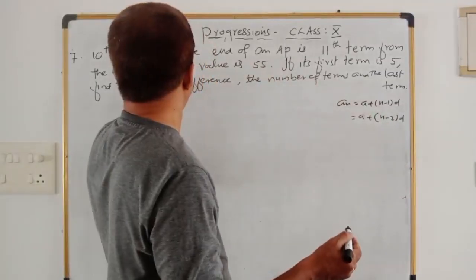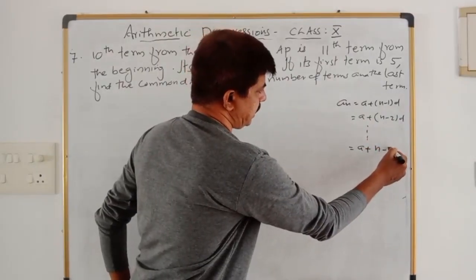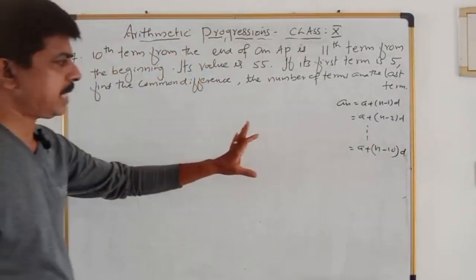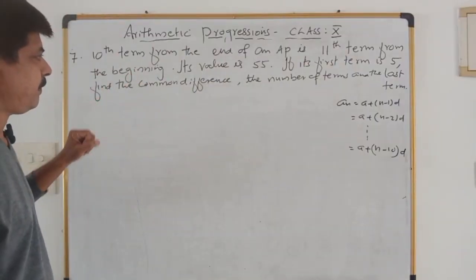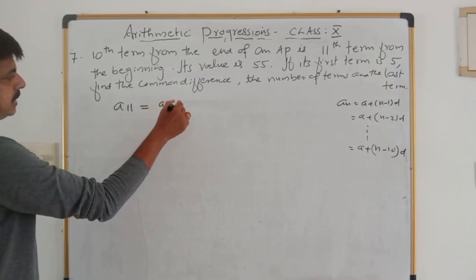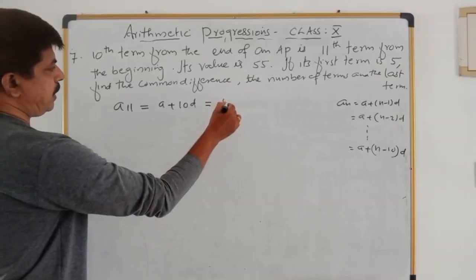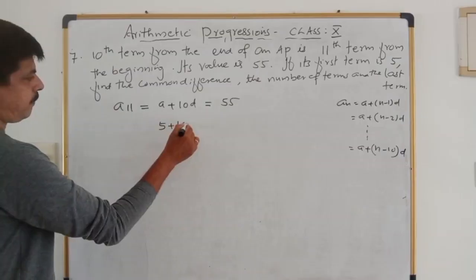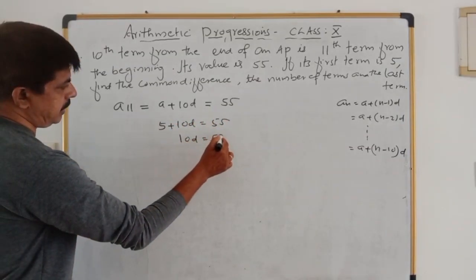So we are given the 10th term from the end. What is the 10th term from the end? a plus n minus 10 d. Okay, a plus n minus 10 d, its value is 55. Like that, the 11th term from the beginning is given. The 11th term from the beginning is a plus 10 d. Okay, what is given for the 11th term from the beginning? Its value is given as 55. So if its first term is 5, we will be getting the d value.